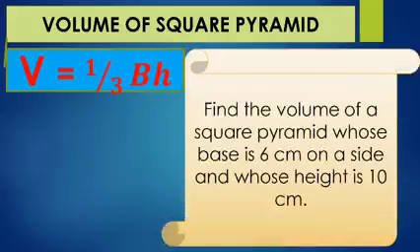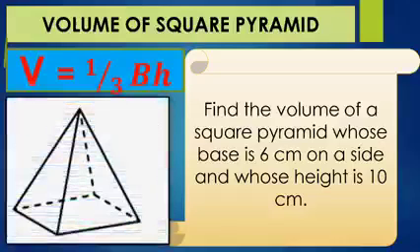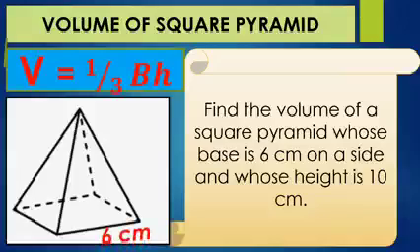Example. Find the volume of a square pyramid whose base is 6 centimeters on the side and whose height is 10 centimeters. By sketching, we have the following measurements of our square pyramid. We have the base, 6 centimeters on a side. So ibig sabihin yung haba nito is 6 centimeters, also 6 centimeters, 6 centimeters, and 6 centimeters. Since they are all equal, the shape is a square. And we have the given height of 10 centimeters.